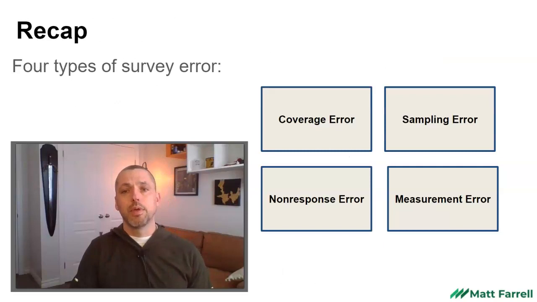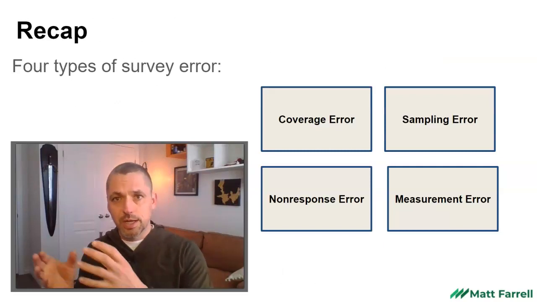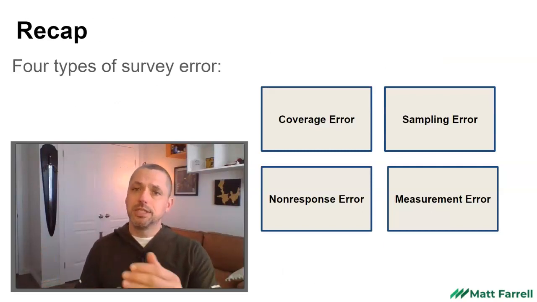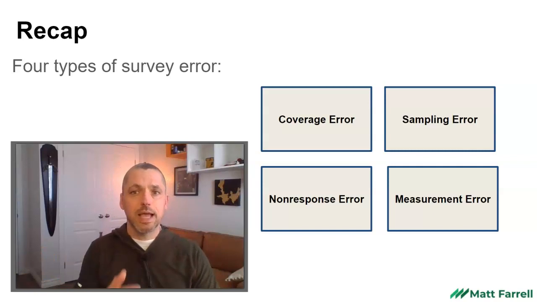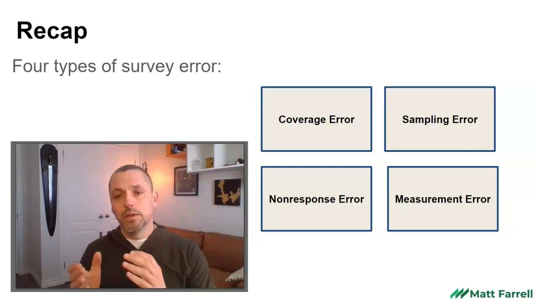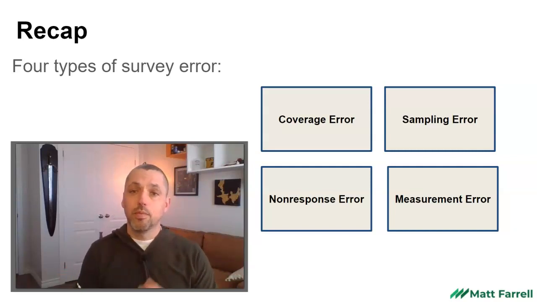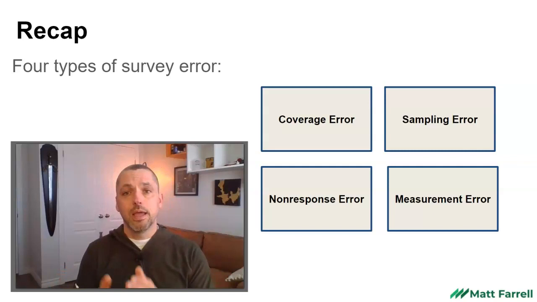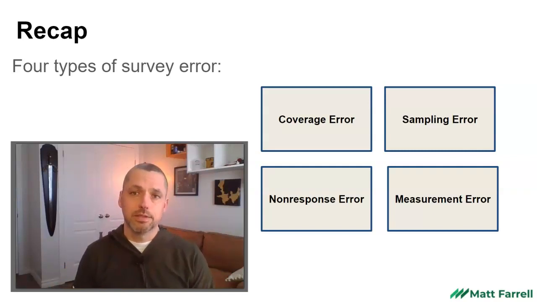So just to recap, when we do survey research, we try and sample a population to get an idea of what is happening, what are the overall preferences in that population. There can be potential for error in the way we cover our sample, or our population, the way we get the sample itself, whether people respond or not, and whether we're actually measuring the things that we think we are.